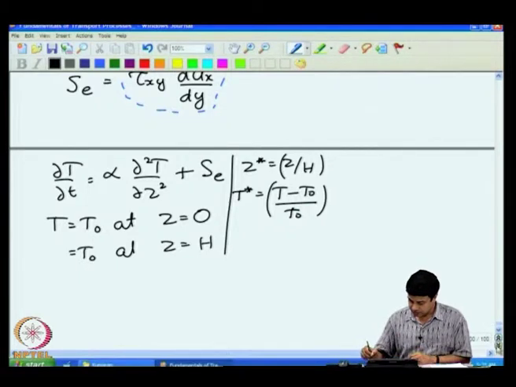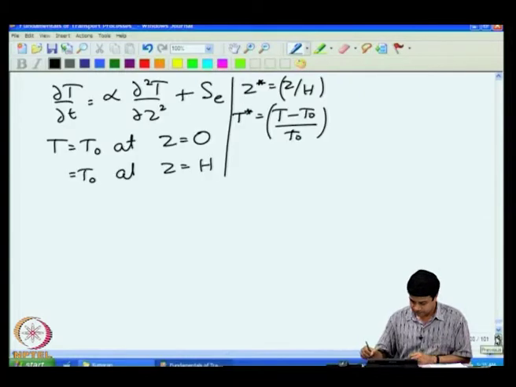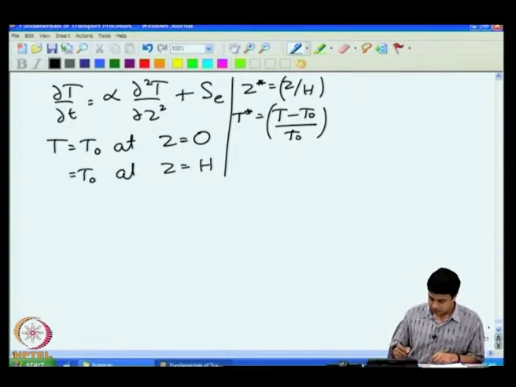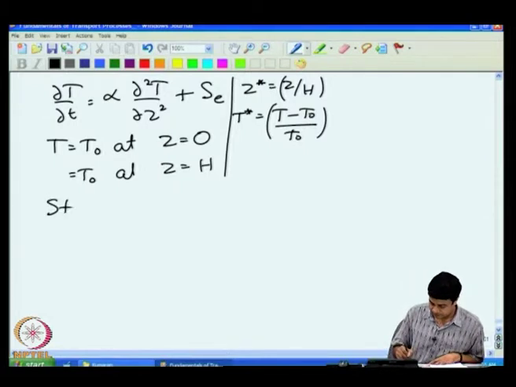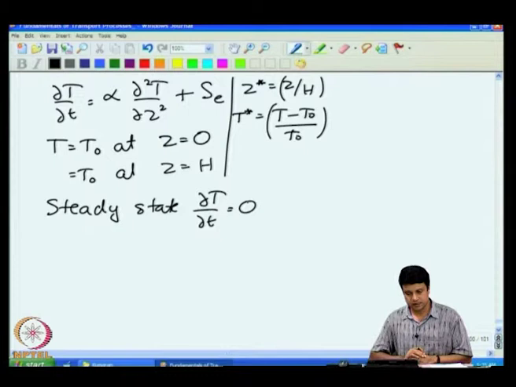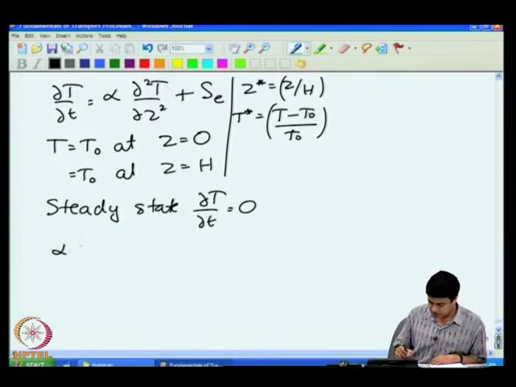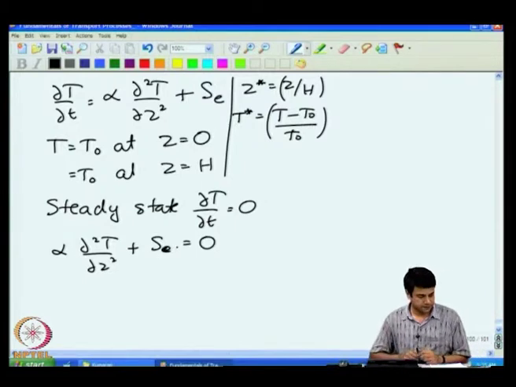So, inserting this into this equation, and assuming steady state. Okay. So, at steady state, dT by dt is equal to 0. Okay. So, this is a steady configuration and there is viscous heating. So, my differential equation becomes alpha d square T by dz square plus S_E is equal to 0. Okay.